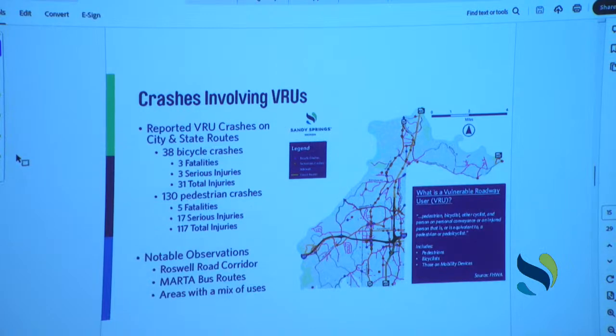A big part of fatal and severe injury crashes are the crashes that involve what we are calling vulnerable roadway users. Those are your pedestrians, bicyclists, or anybody who uses a conveyance mechanism other than a motor vehicle. There were about 38 bicycle crashes, 130 pedestrian crashes. We're looking at each individual crash to understand where it happened and why it happened, so that we can come up with plans and projects to address those. Speaking about vulnerable roadway user crashes, notably it is along Roswell Road or transit routes or where there is a mix of uses along the roadway.